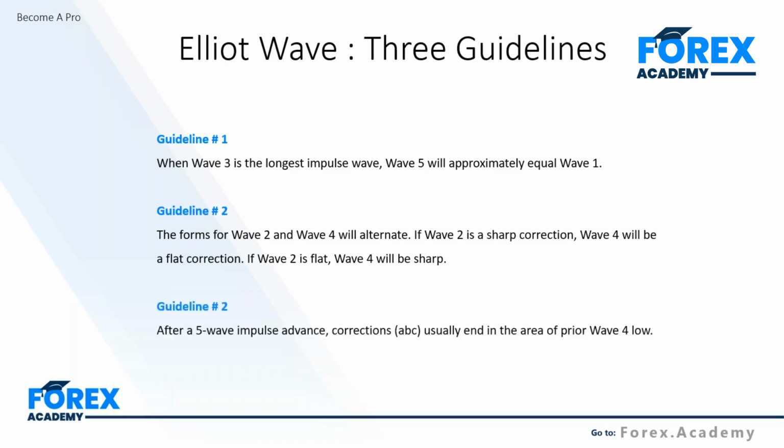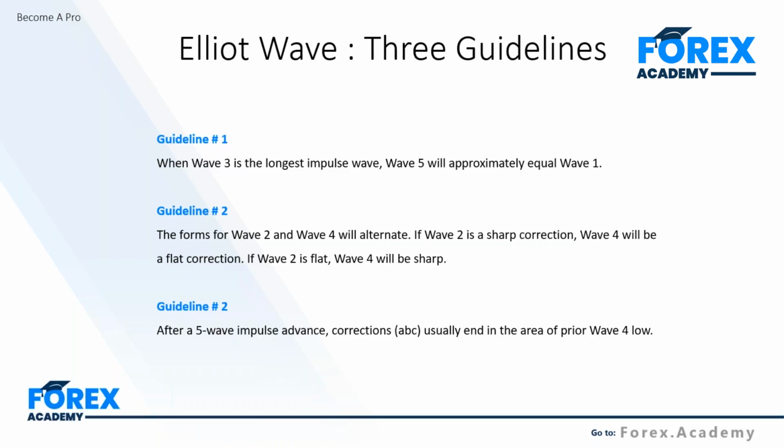And guideline number 3, after a 5-wave impulse advance, corrections A, B, C usually end in the area of prior wave 4, okay? So you can start to build this into looking at waves within the markets, guys. Again, you have all this to revise so that you can go through the context. What I would advise you to do is pull up some market price action. Let's pick some Forex markets, 5 Forex markets. See if you can pinpoint some Elliott waves within the price action structure.